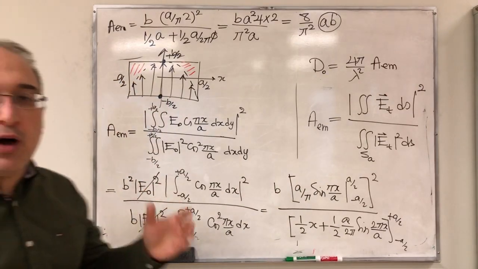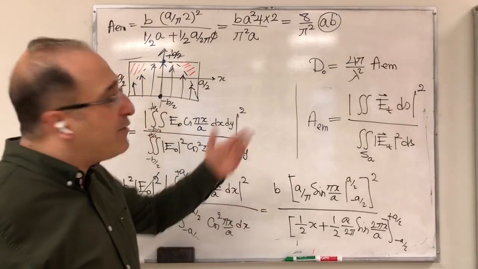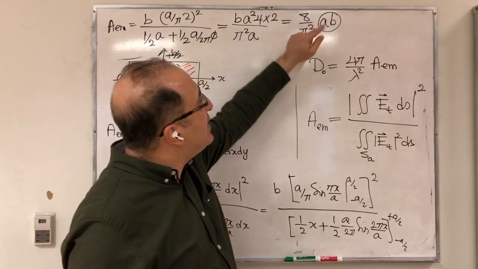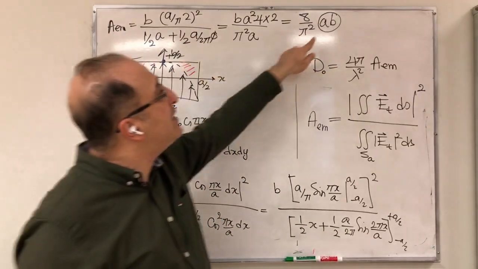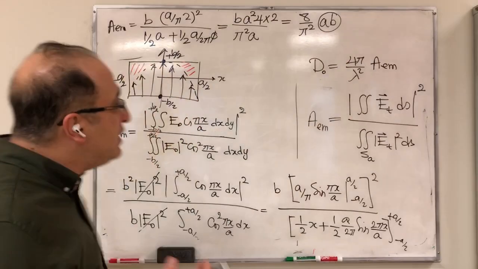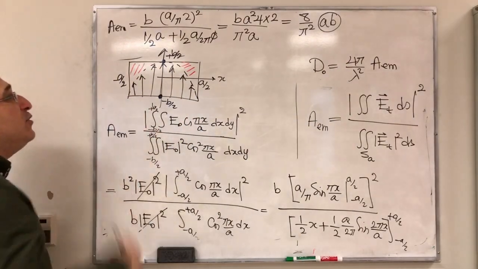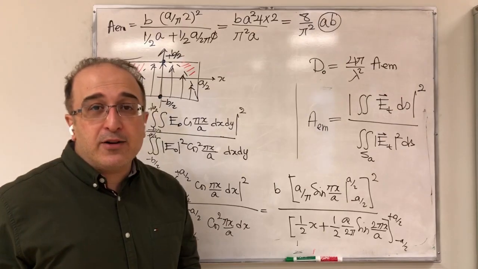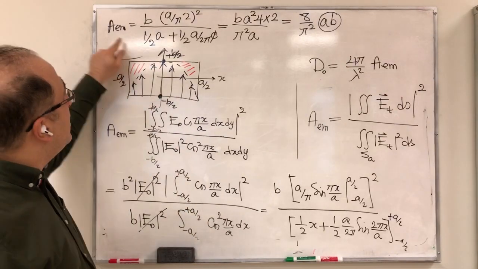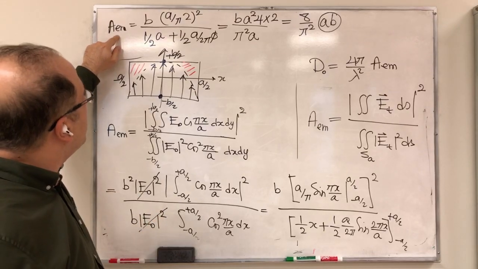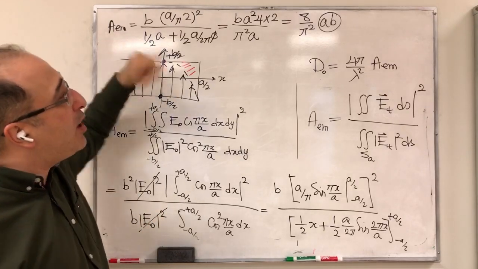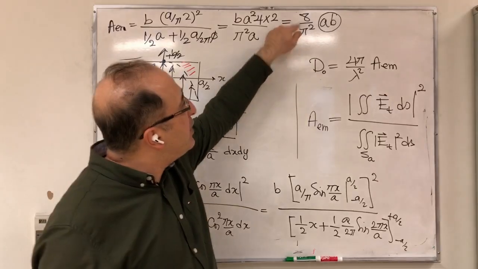If you approximate pi by 3, you have 8 divided by 9, which is less than 1, of course. So your effective area is going to be less than the geometrical area. That means you haven't completely used your physical aperture. So that essentially means your effective aperture, from the perspective of the antenna, is smaller than the geometrical aperture based on this.